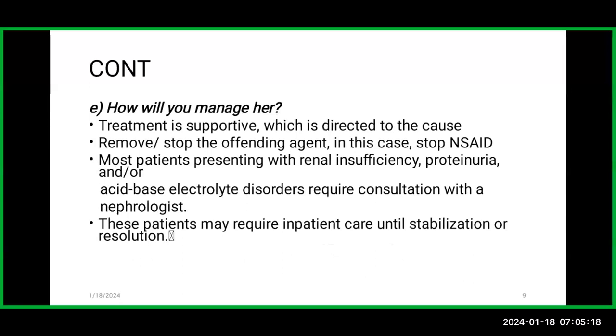So how will you manage the patient? Treatment is basically supportive, which is directed to the cause. So the most important thing is to remove or to stop the offending agent, like in this case, the NSAID. And then it's important to look for what is giving her the pain that stimulated the use of NSAID. Like I said, because of the history of the recurrent joint pain, most likely she has lupus nephritis. But there are other things that we can consider. But considering her age, it is the topmost differential that I have.